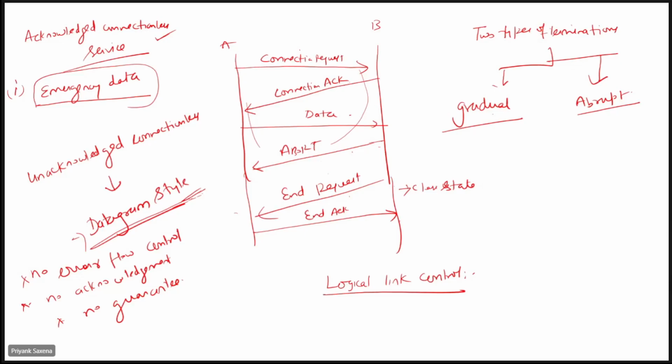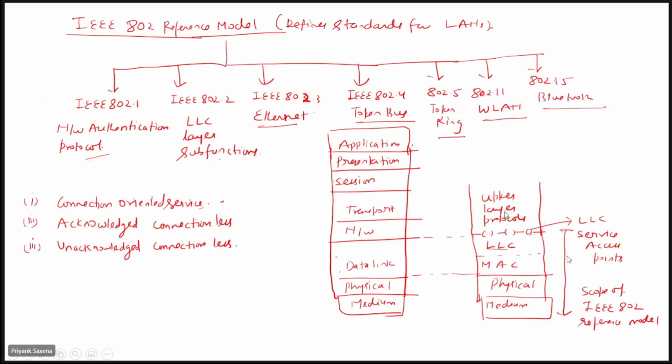Connected by a MAC label bridges. So LLC provides three types of services. It provides services to the upper layer protocols through service access points, right? Three forms of services are there: connection oriented service, acknowledged connectionless, and unacknowledged connectionless.